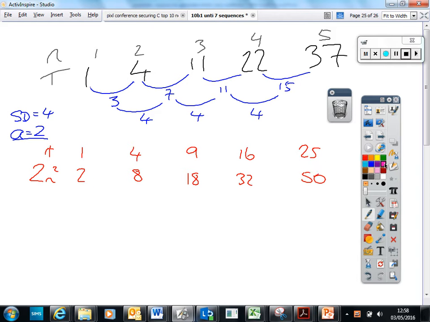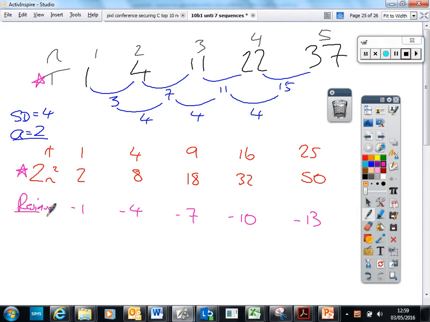We now need to find what we call the residue. The residue comes from subtracting from the terms the n squared part, in this case 2n squared. So we'll do 1 take away 2 is negative 1. 4 take away 8 is negative 4. 11 take away 18 is negative 7. 22 take away 32 is negative 10. And 37 take away 50 is negative 13.